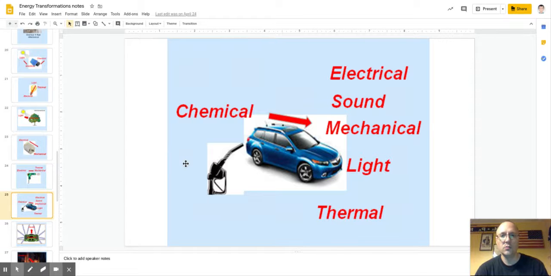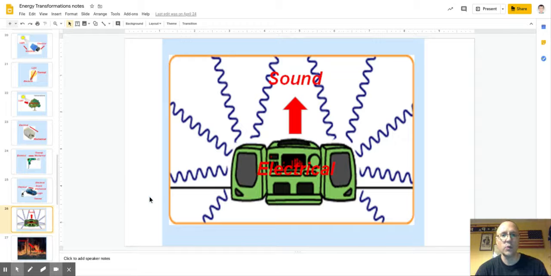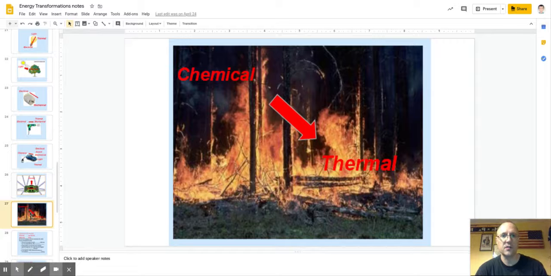In a car, we take chemical energy from the gasoline, and we use that chemical energy to produce electrical, sound, mechanical, light, and thermal energy. There's all kinds of actions that we power with the gasoline in our cars. A radio takes electrical energy as input and produces sound energy. There's also some light energy produced on the face of the radio, but the intended output, at least for the main reason, is the sound.